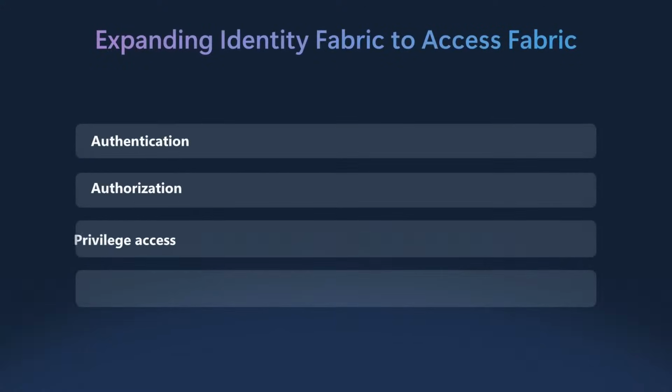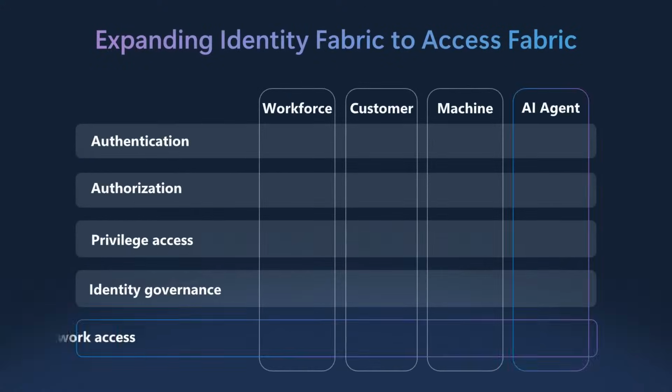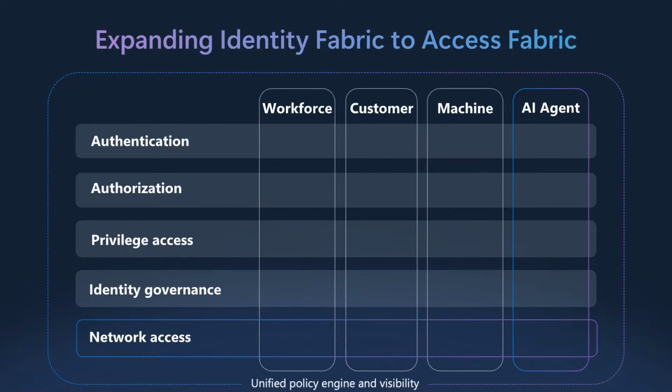To protect an environment that is distributed and dynamic, access security must extend beyond identity to the network layer, where users, devices, apps, and AI agents interact constantly. The Access Fabric brings all these pieces together, so trust is evaluated throughout the entire session, not just at the front door of resources. This approach is essential not only to secure AI, but also to stay productive with it.